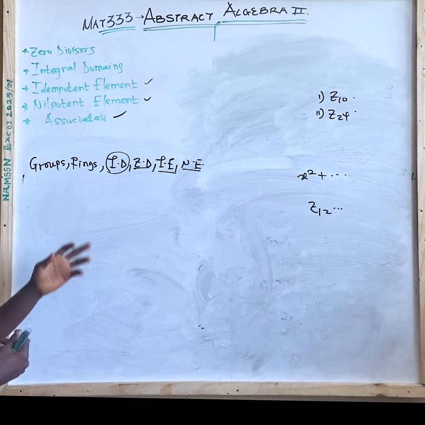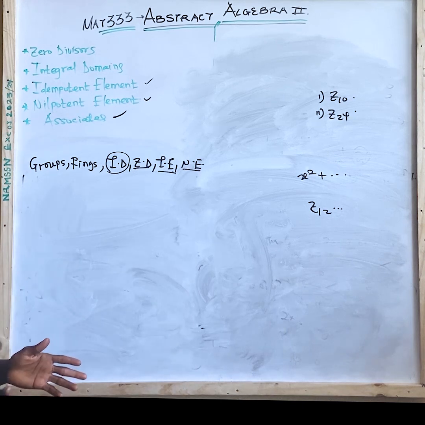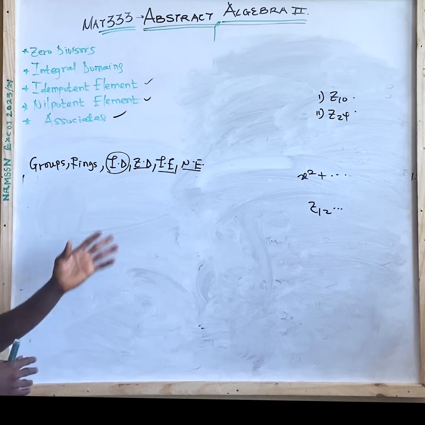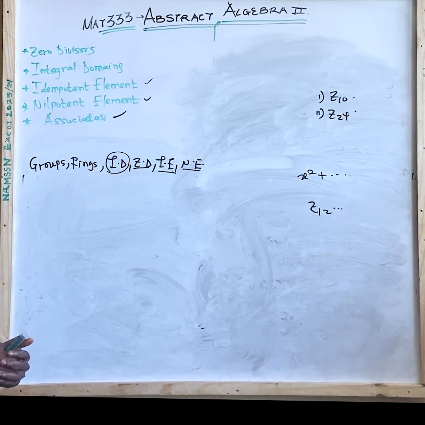When you are asked to define a ring, or you are given a particular question and asked to show that this is a ring, you have to define first. Even when you are asked what the zero divisors are, you have to define what a zero divisor is before you start solving. Same thing goes for the integral domain, and same thing goes for the other ones that I've done.